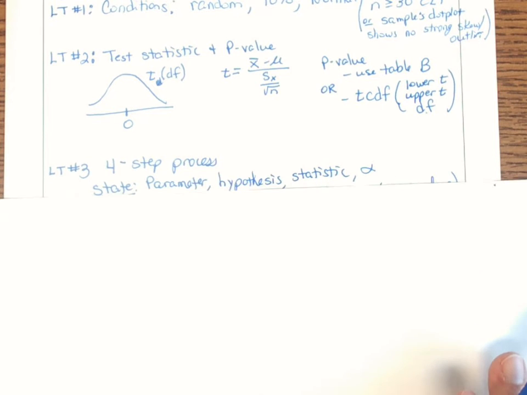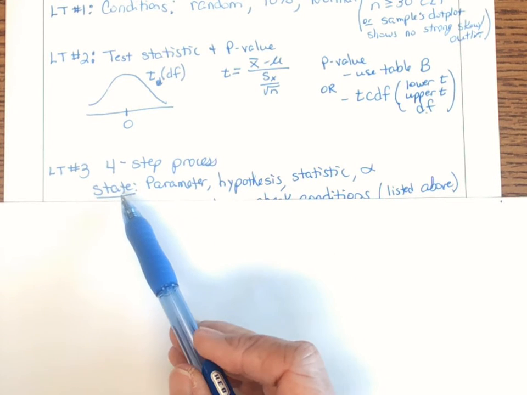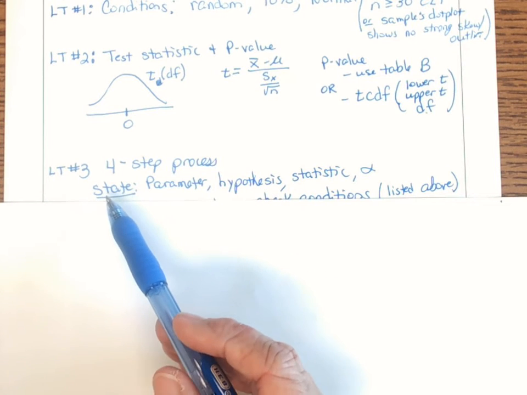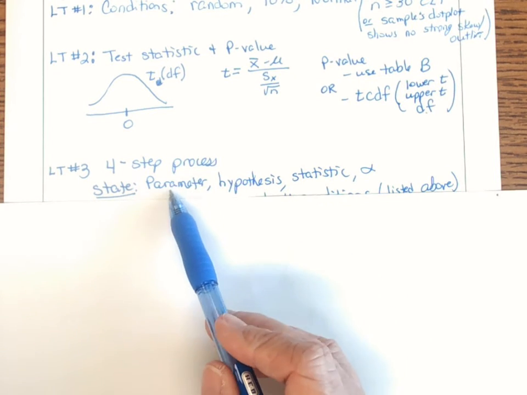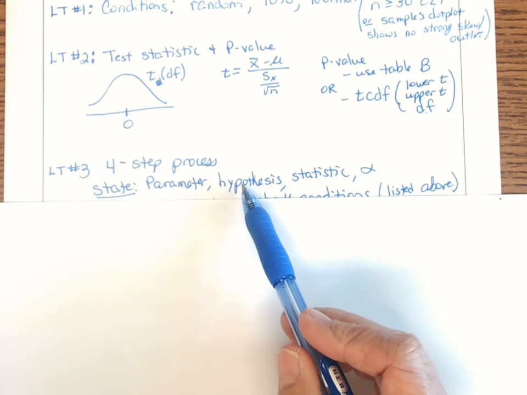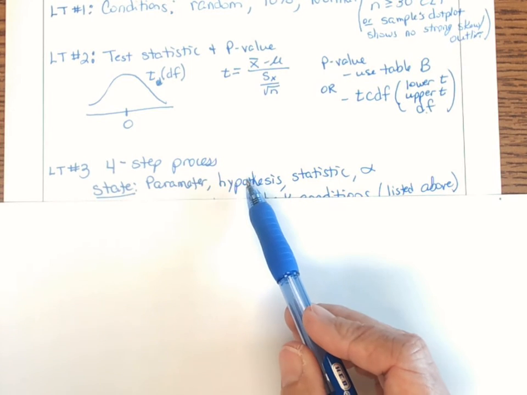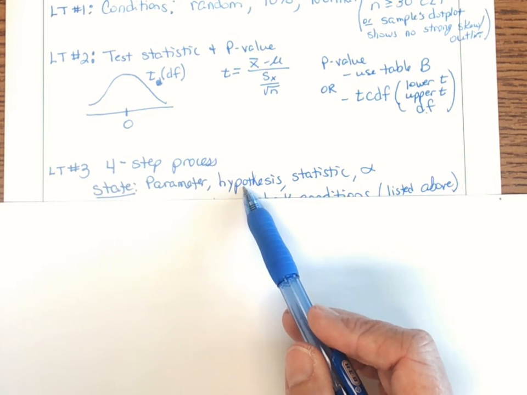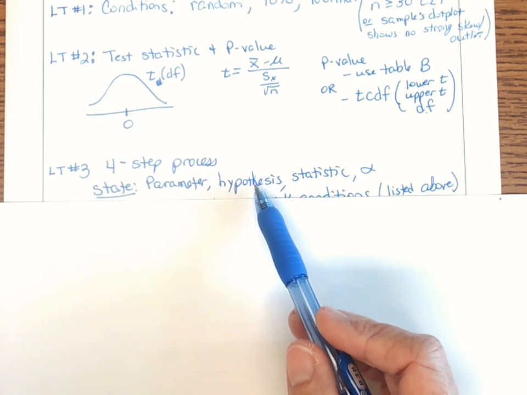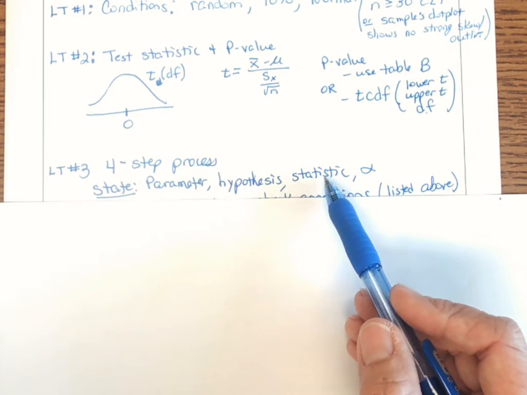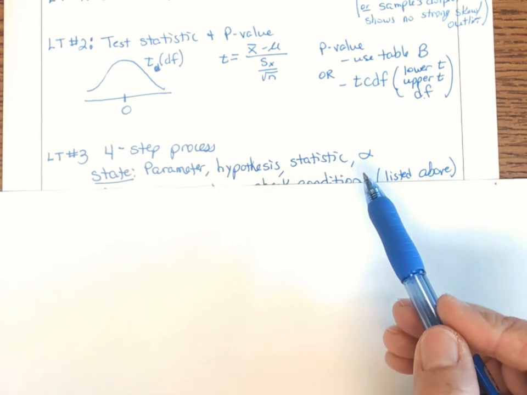To do the four-step process, we still have the exact same four sections: state, plan, do, and conclude. In the state section, you have to define your parameter, note down what your hypotheses are, both the null and the alternative. The null hypothesis is always going to be mu is equal to some value, the commonly held value. The alternative hypothesis is going to be that it's different than mu, either less than, greater than, or not equal. Note your statistic that you got from your sample and your significance level.